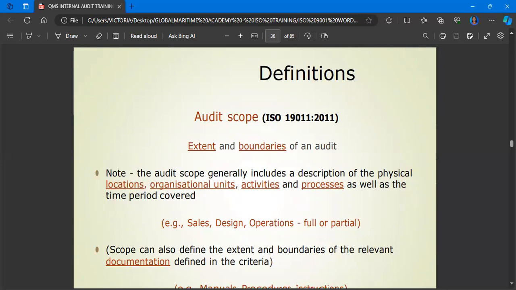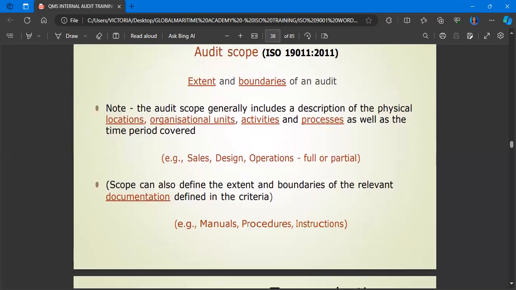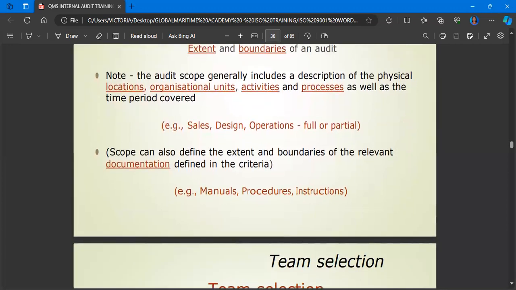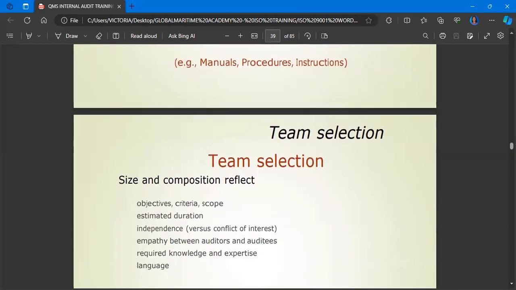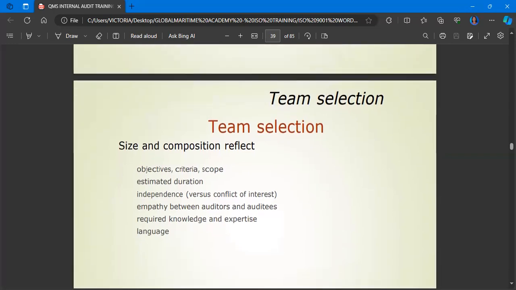covered. For example, sales, design, operations, full or partial, will be clearly stated. Scope can also define the extent and boundaries of the relevant documentation defined in the criteria. The criteria refers to the standards, the manuals, the procedures, the instructions. Team selection. The size and composition of an audit team reflects the objective of the audit, the criteria, the scope, the estimated duration, independence versus conflict of interest.